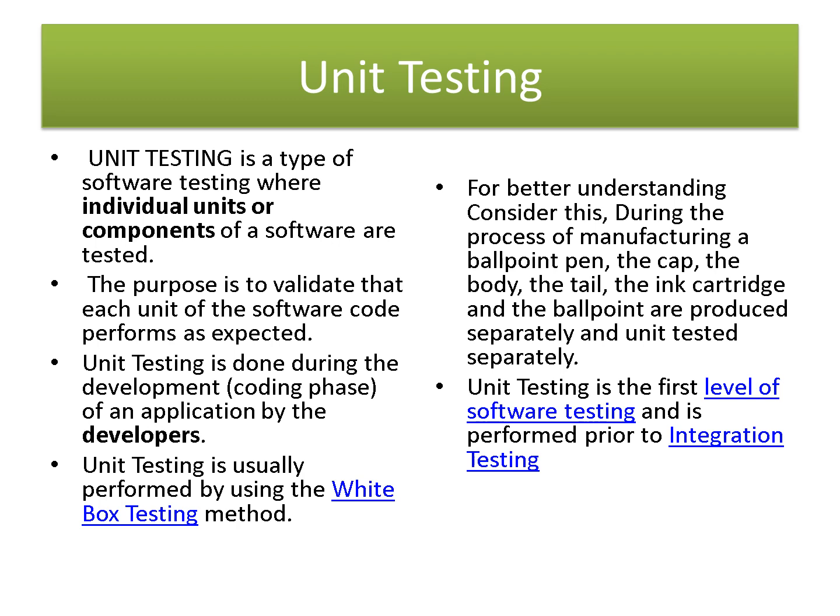Friends, for better understanding, consider a simple example. During the process of manufacturing a ballpoint pen, the cap, body, tail, the ink cartridge and the ballpoint are produced separately, and they will test each and every unit in the unit testing process. Once each and every unit is perfectly designed and implemented as per the plan, then once they assemble all the parts, we get the final output as per the expectations. Unit testing is the first level of software testing, and it is performed prior to integration testing.